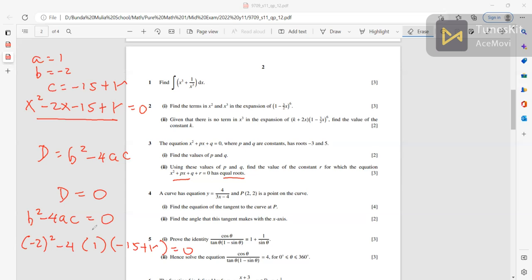So minus 2 squared minus 4 times a times c, which is minus 15 plus r, equals 0. I continue here, so it's 4 plus 60 minus 4r equals 0. So we have 64 minus 4r equals 0, so 4r equals 64, r equals 16. So that is for number 3.